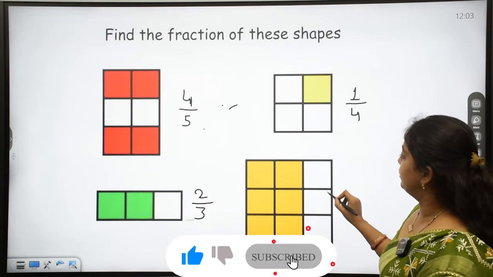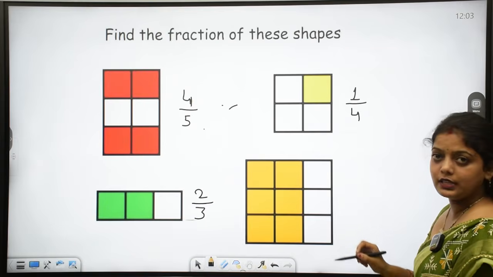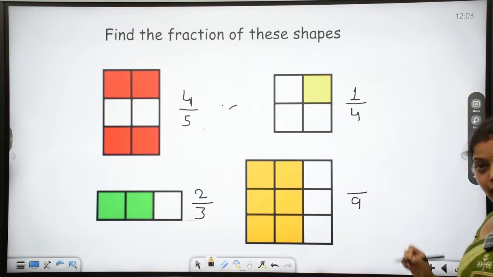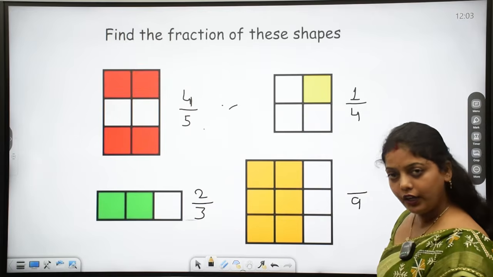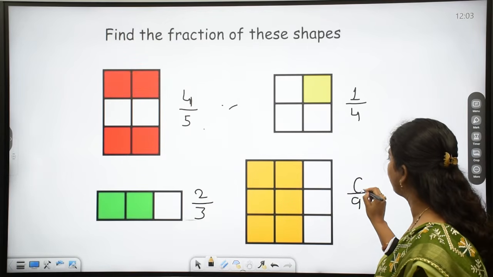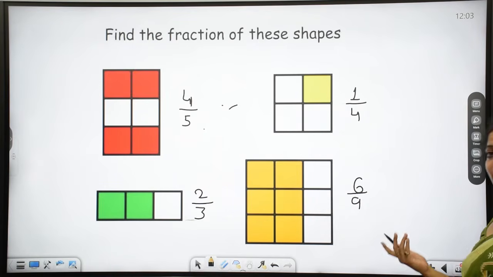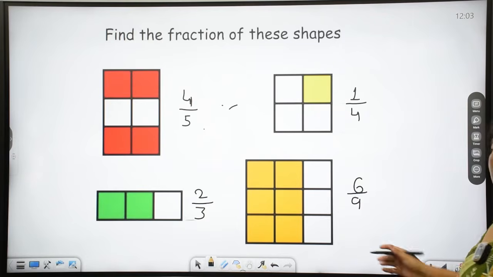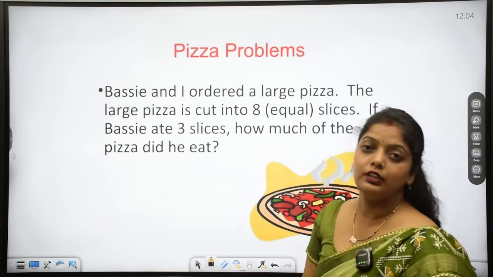Now in the next one, this is a figure in which 9 equal parts are given to you. So the denominator is 9 and, as you can see, 6 parts are shaded out of 9. So in the numerator we will write 6, and we will call it 6 upon 9, 6 by 9, or 6/9. Clear?